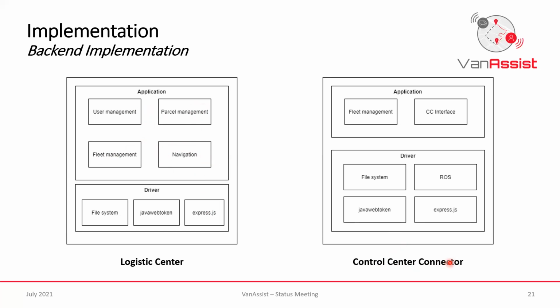In the control center connector software, we also have two layers. On the driver layer, we have the file system, and a ROS driver to handle the ROS published topics and also subscribing to ROS topics. We also have JSON Web Token to take care of app token and authentication token, and we have Express.js to handle the REST requests and responses. And on the application layer, we have the fleet management to manage and monitor the vans, and also the control center interface.